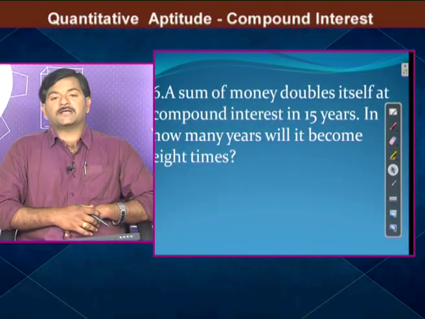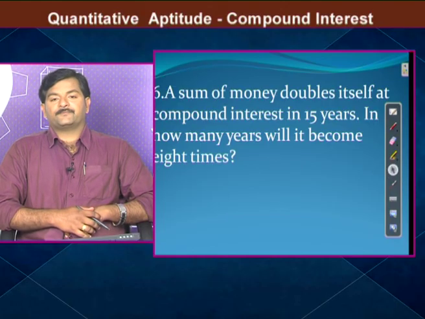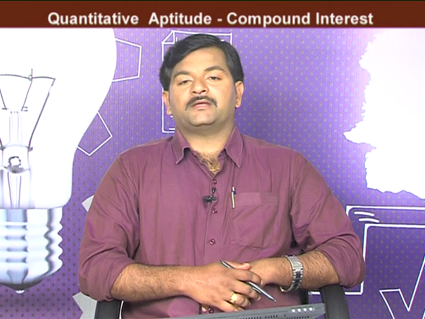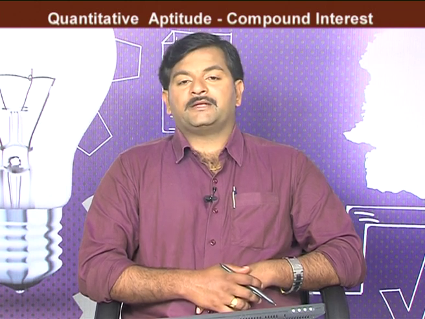Here it is the 6th question. What is the question? A sum of money doubles itself at compound interest in 15 years. In how many years will it become 8 times? I repeat the question once again. A sum of money doubles itself at compound interest in 15 years. In how many years will it be 8 times?